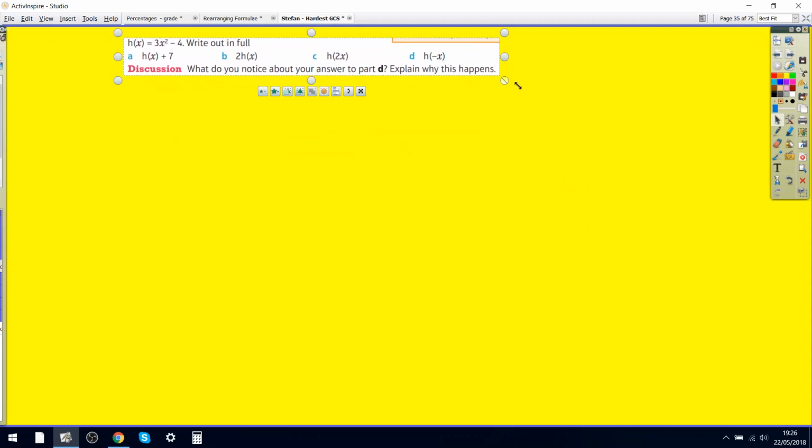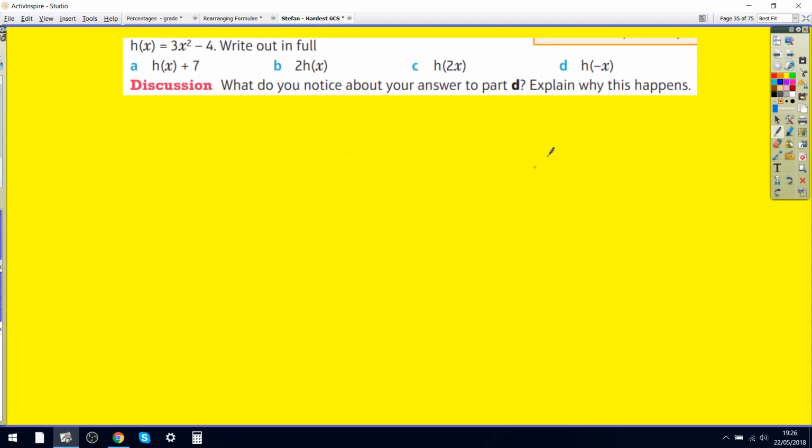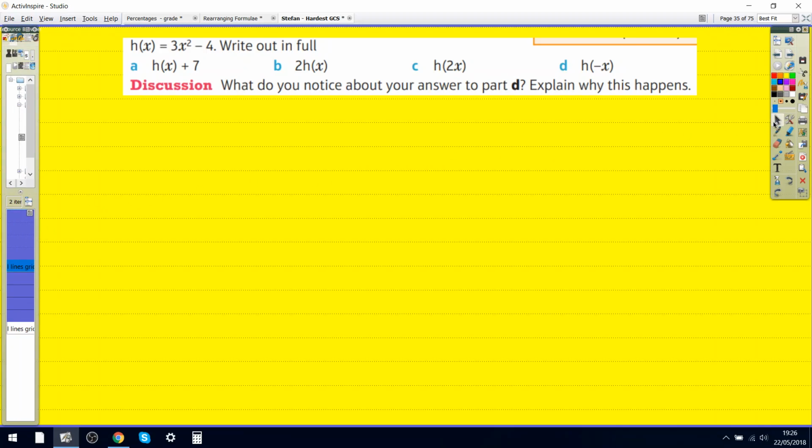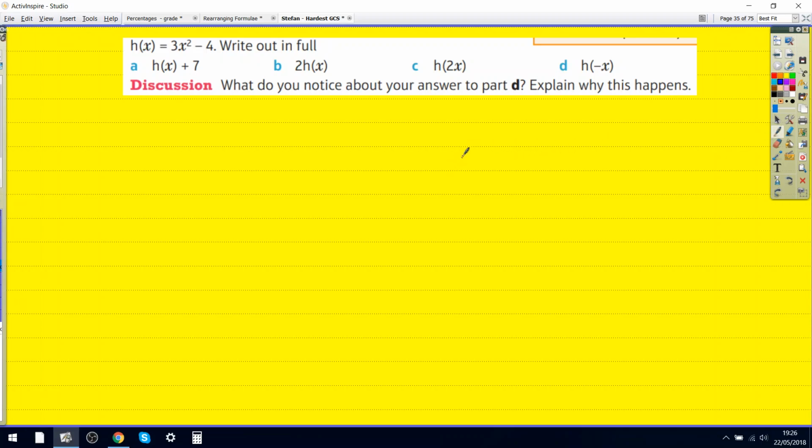Okay, how do we do these? So these are like f of x questions. So h of x is 3x squared minus 4. h of x plus 7. So would that be 3x squared minus 4, but we add 7 to that? Yeah. So that would be just 3x squared plus 3.